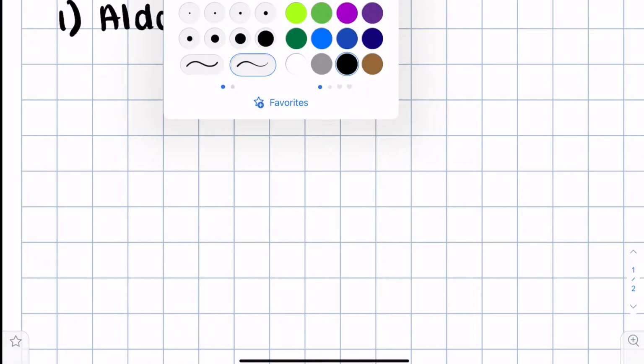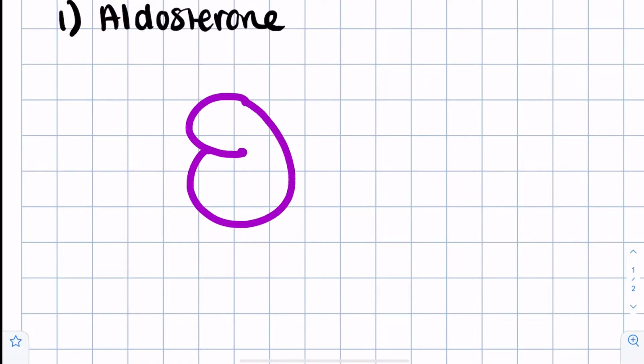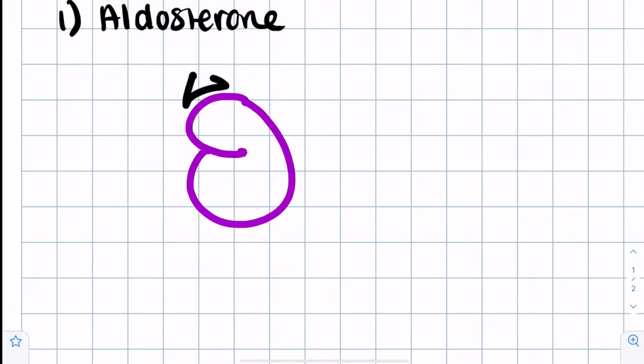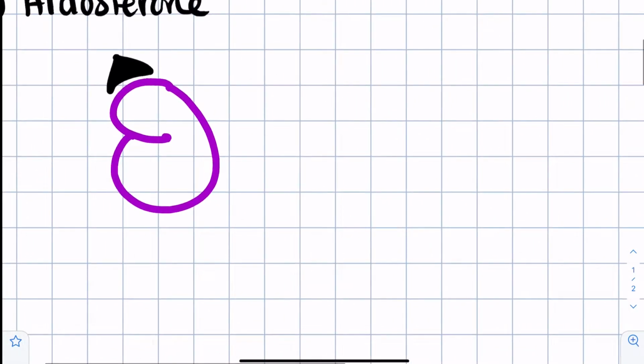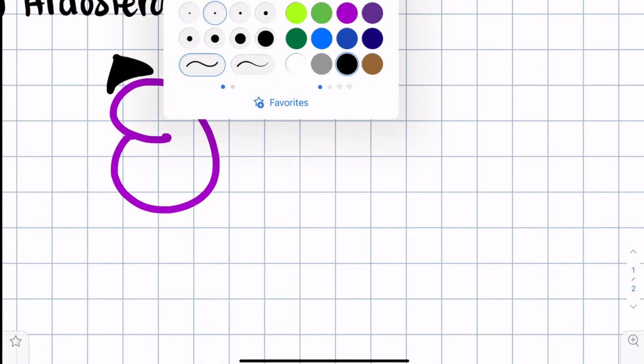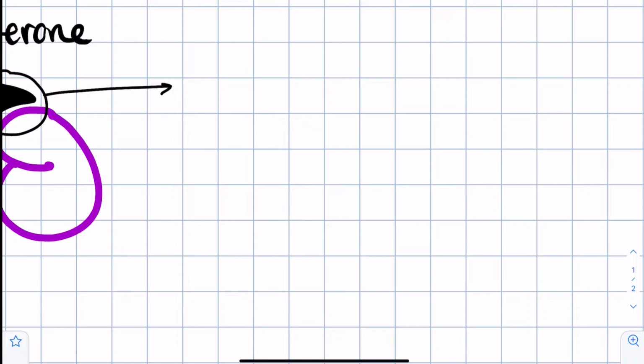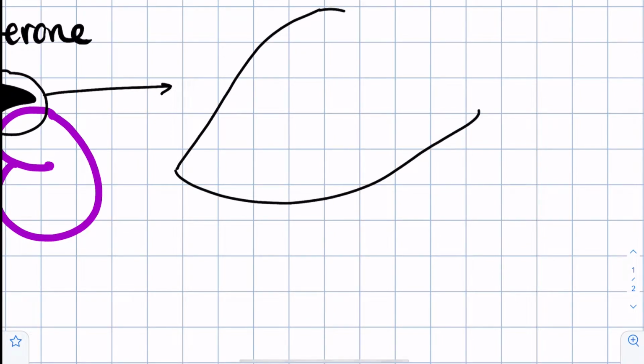So where was aldosterone made? So it's made in the adrenal glands. And where are the adrenal glands? So the adrenal glands sit on top of the kidneys like a little hat. So here is our adrenal gland here, okay? And that makes aldosterone. It's a little bit more complicated than that. So if we have a look at our adrenal gland in a little bit more detail, we'll find that it's made up of 3 layers.